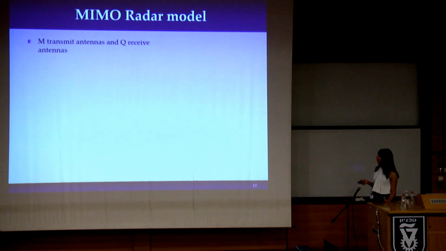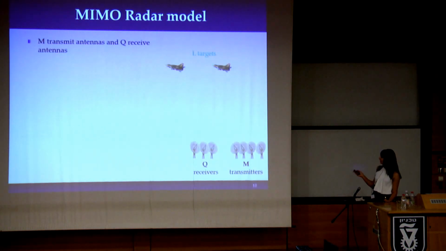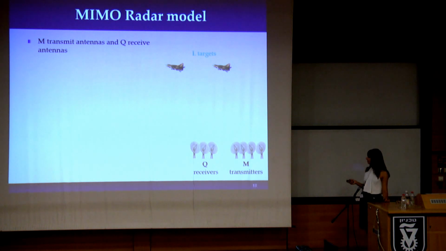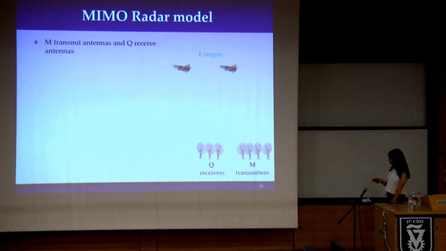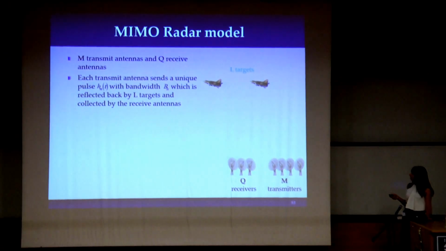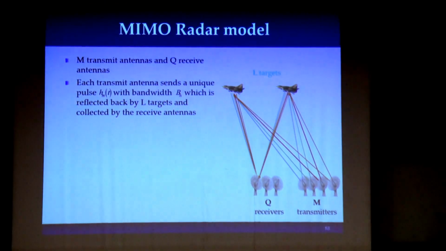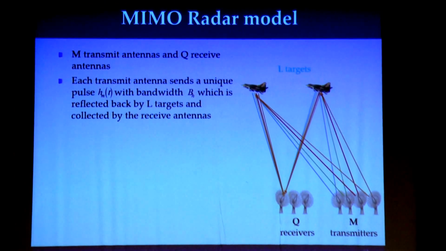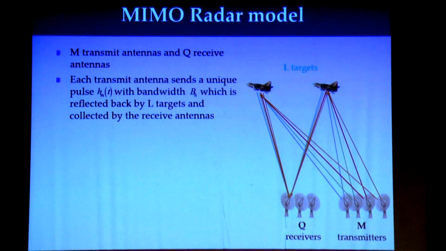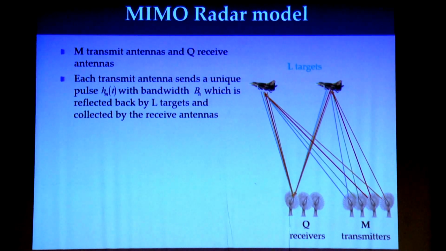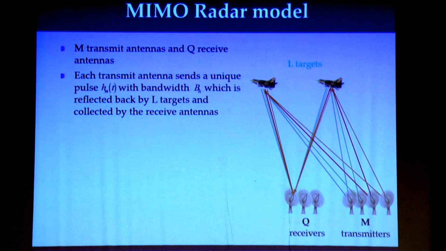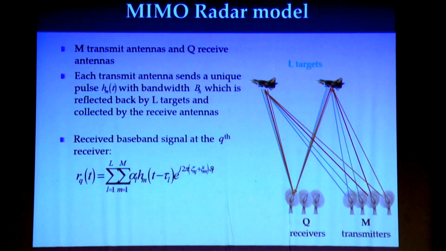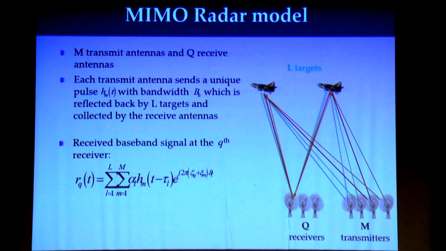So what happens here? We have M antennas transmitting, let's say Q antennas receiving, and we have different targets in the space. Each antenna sends a unique pulse towards the target. The pulse is reflected back by the target and collected at the receiving antennas. So the signals that we receive look this way. We have here a double sum.